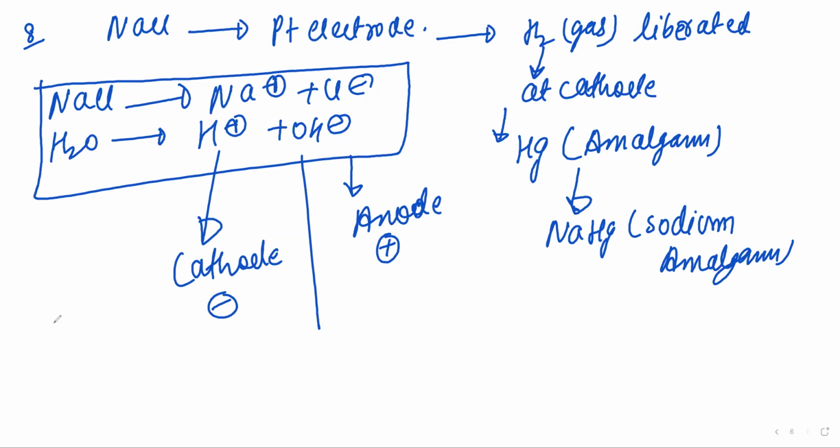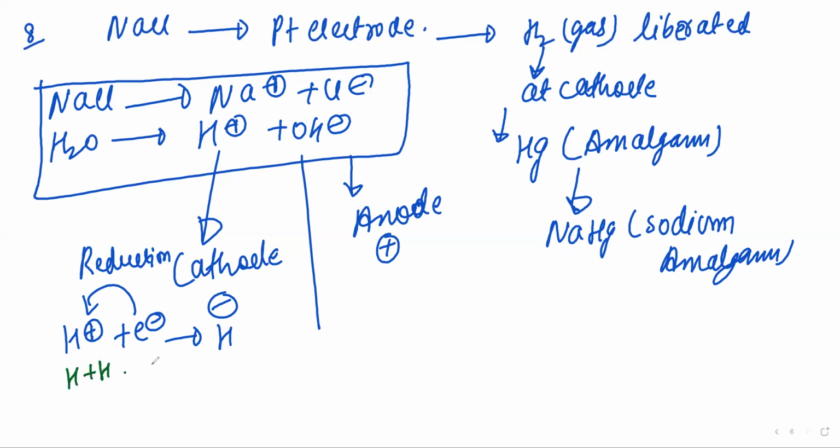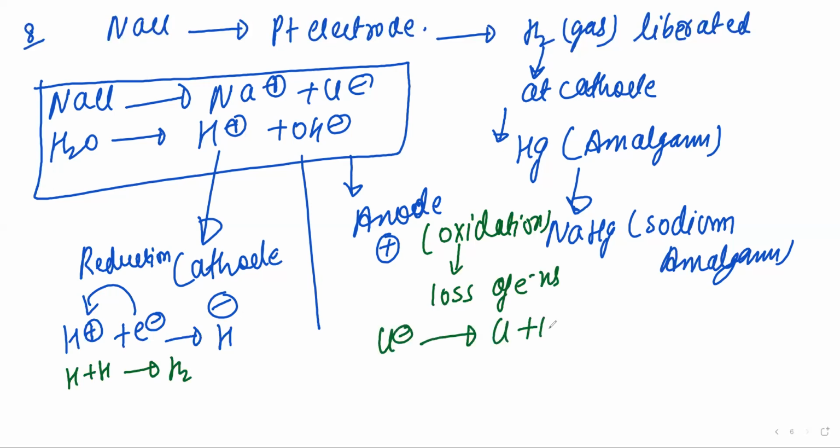Right. So at cathode it will be H plus plus e minus. It forms H atom after gaining the electron. So reduction happens at cathode. When we take two atoms of hydrogen, it forms H2. In a similar manner, at anode, oxidation will be happening. Oxidation means loss of electrons. So Cl minus will be converted into Cl, with 1 electron coming out. By combining two atoms of chlorine, you will form Cl2 gas.